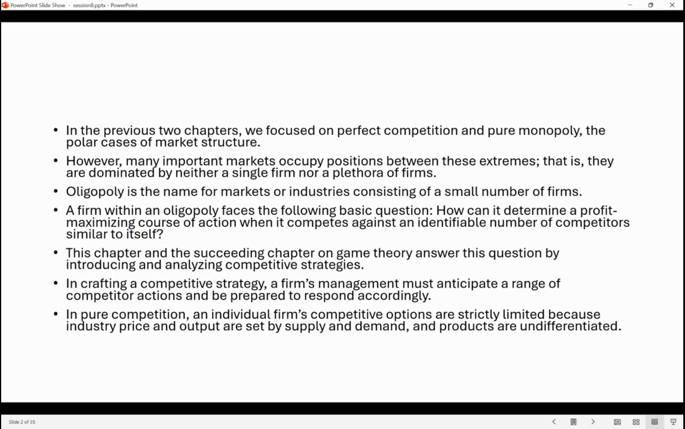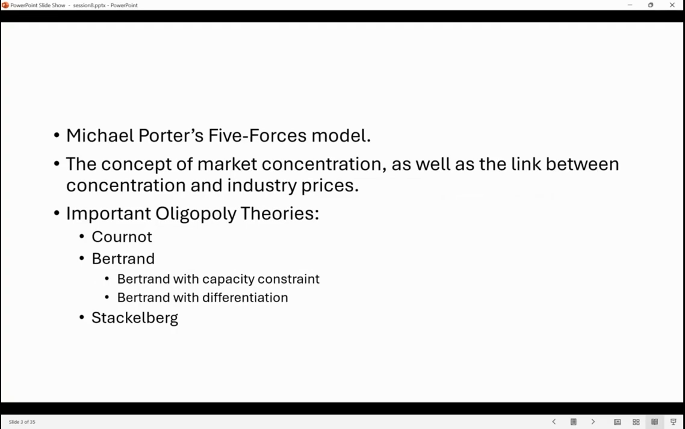And then we are going to see how the manager... What we are going to actually discuss is that the manager of a firm in an oligopoly market would try to anticipate the range of actions of the other competitors, right? And then they would determine the price and quantity accordingly, right? So this is how oligopoly would be different from the other types of market structure. It's like how the manager reacts to the other firm's action.